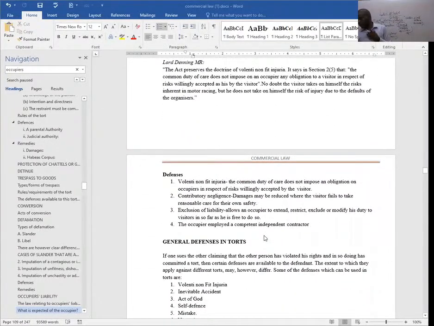So we can look at the defenses. What are the defenses under occupier's liability? Because the key thing here, as I told you, under the law of tort, you just need to be able to understand the tort itself. After understanding the tort itself, be able to explain some of its essential characteristics, and then also understand the defenses an accused party can use in case he has been accused of such a tort.